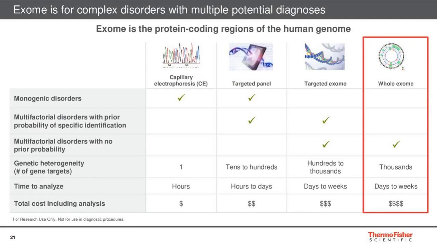So just to recap, whole exome sequencing is used when researching complex disorders with multiple potential diagnoses. Of course, we know that the exome contains the protein coding or exonic regions of the human genome. And this is incredibly important because while the exome comprises only 1 to 2% of the human genome, it contains as many as 85% of disease-related mutations.